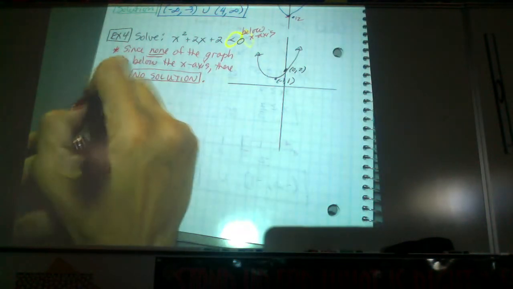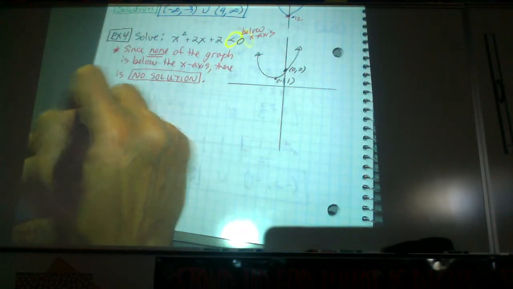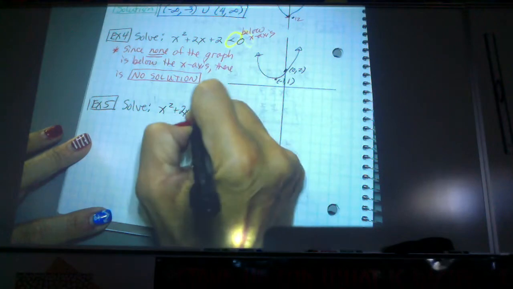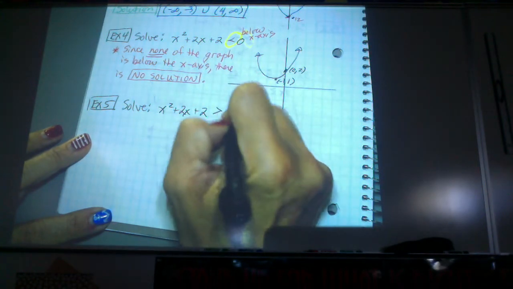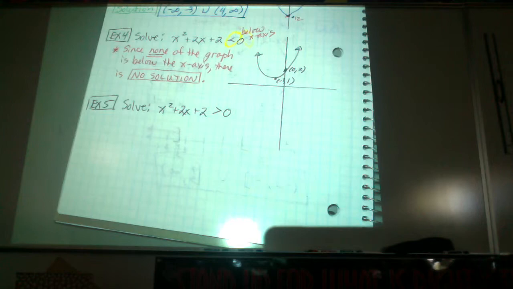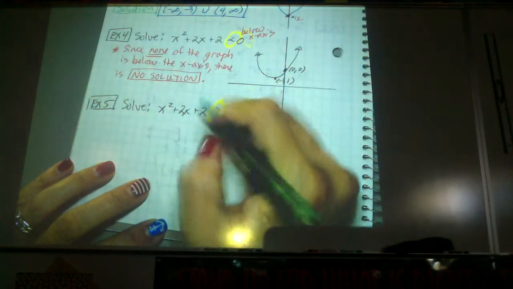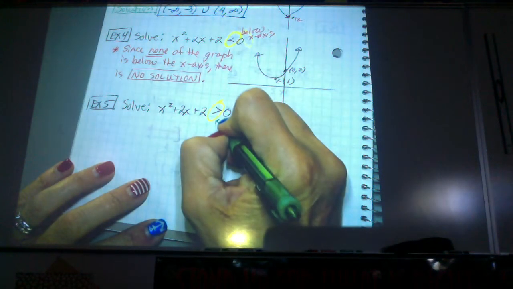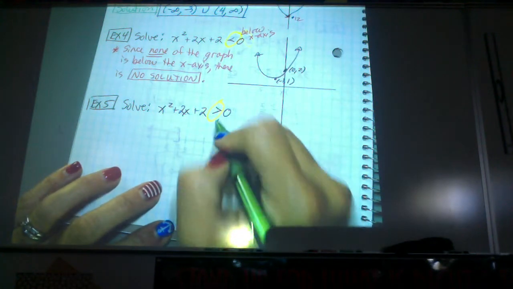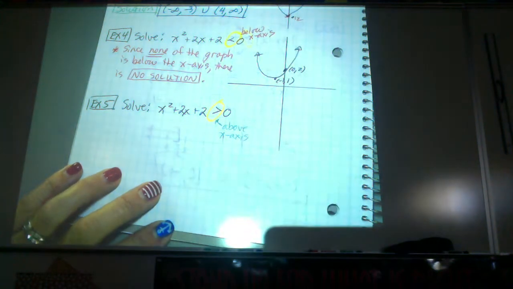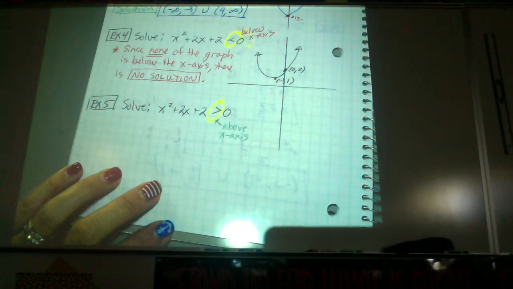Then example 5 you can squeeze in right here in the same place. Because example 5 you are to solve x squared plus 2x plus 2, but this time greater than 0. So it's the same graph. This time we want to know, this is implying what? Greater than means what? Above the x-axis. How much of the graph is above the x-axis? All of it.